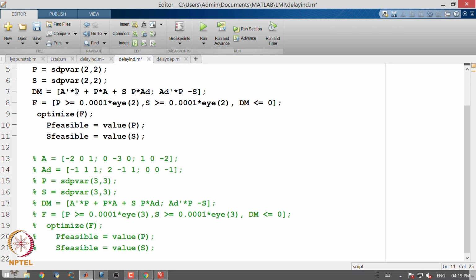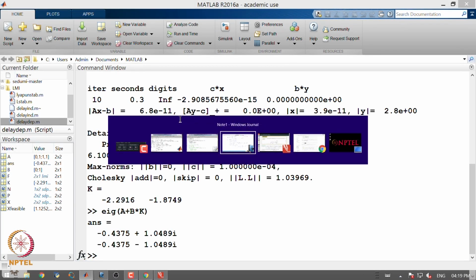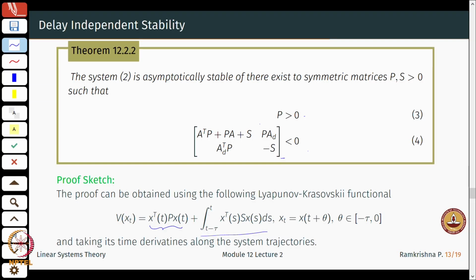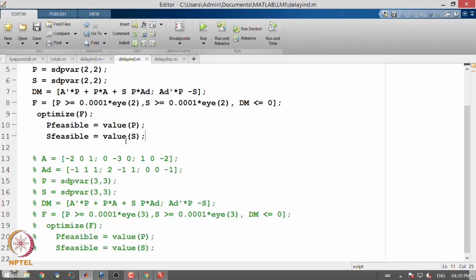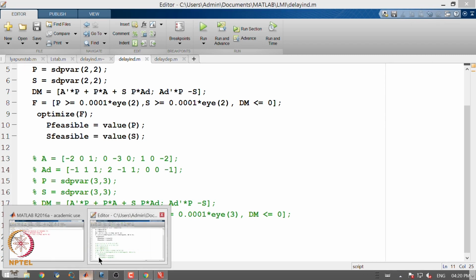What I need to check is I just plug in the LMI condition here, that is P greater than 0, and the entire matrix A transpose P plus PA plus S, I just plug it in here. So P is greater than 0, S is greater than 0, and this DM, which is the matrix inequality which we had, should be less than or equal to 0. I just run it for optimizing f and this is what I get. Okay, I get an error.